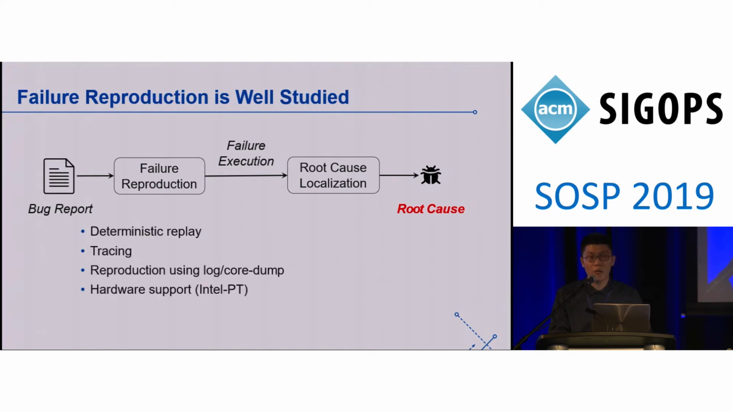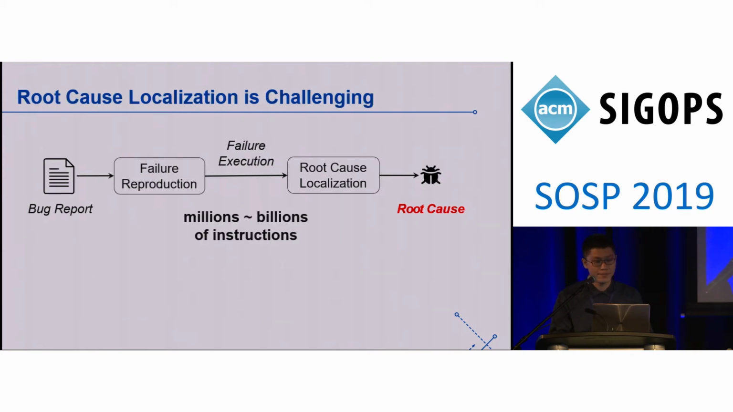And there's a large body of work focusing on failure reproduction. They use techniques such as deterministic replay, tracing, log analysis, and core dump, and hardware support like Intel PT to reproduce a failure. However, even with the failure reproduced, locating the root cause is still a daunting task. This is because the failure execution trace on real-world distributed systems is really complicated, containing millions to billions of instructions. And locating a single instruction that is the root cause is like finding a needle in a haystack.